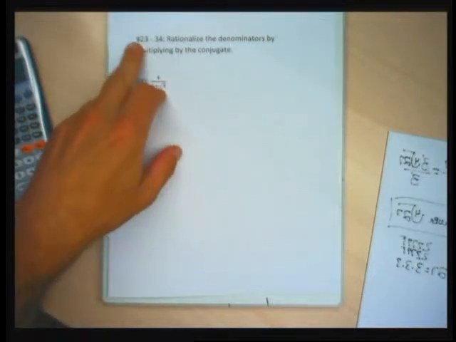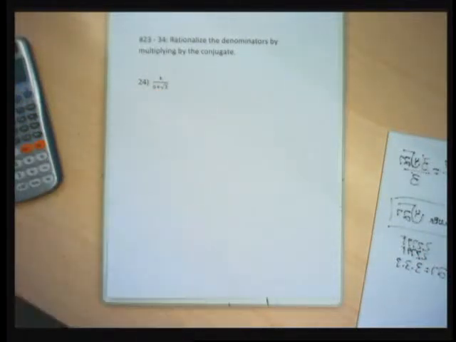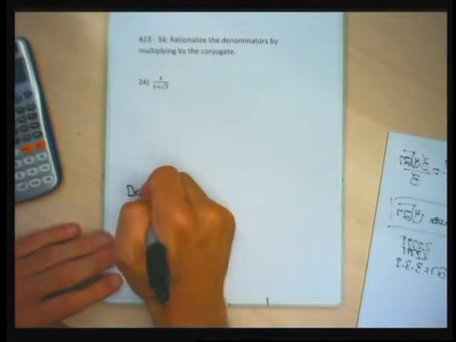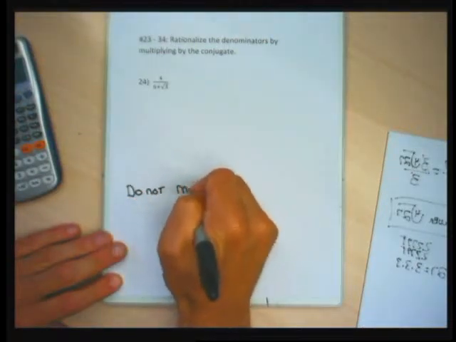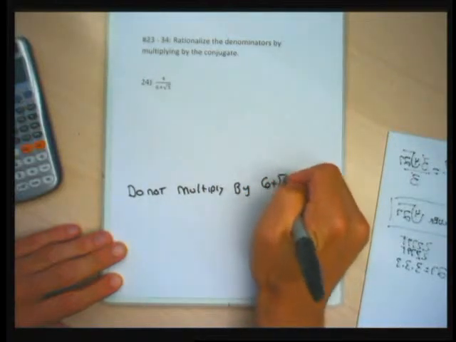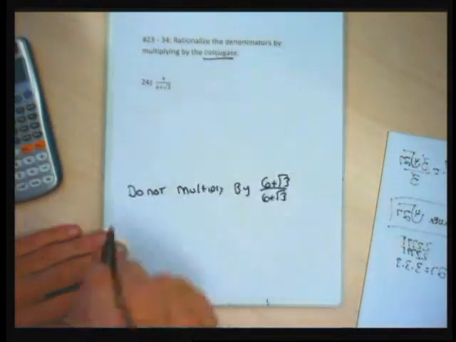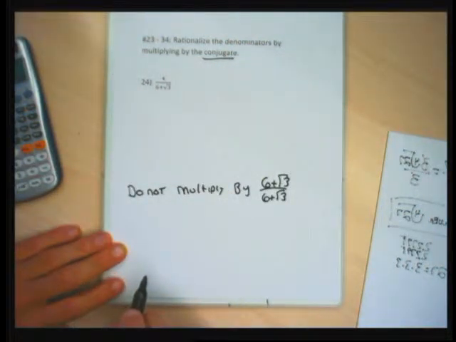In every problem between 23 and 34, the denominator is a binomial, and it has either a plus or minus sign in it, and it's absolutely going to be wrong just to multiply by an exact copy of the denominator over itself. So you do not, on this problem, multiply by 6 plus square root of 3 over 6 plus square root of 3. That's not the conjugate, and that will not give something that's equal to the original problem that doesn't have a square root in the denominator.